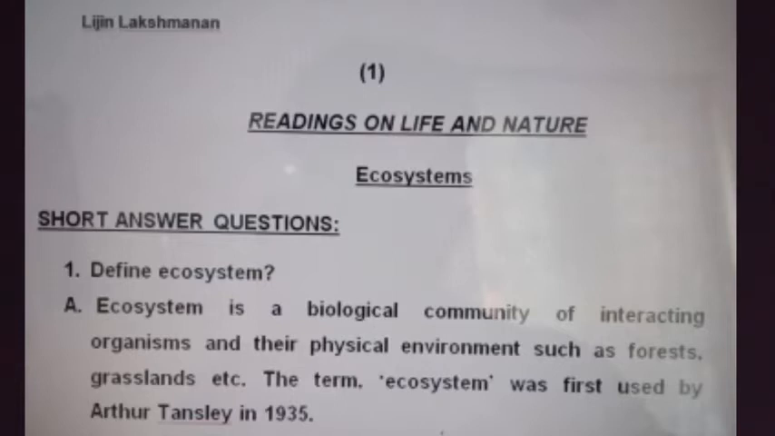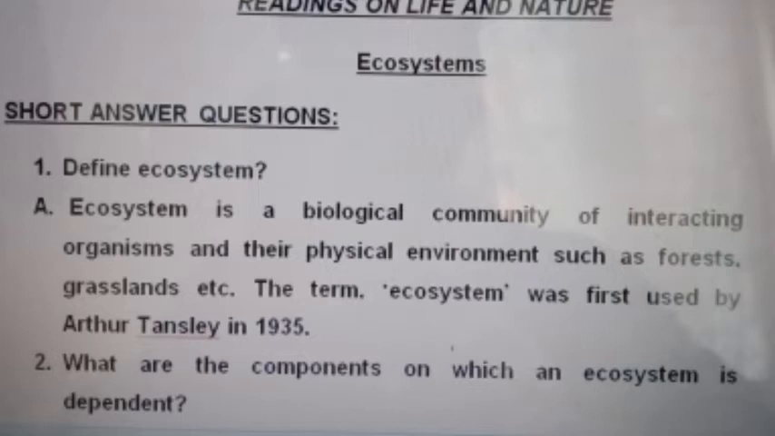The answer is, ecosystem is a biological community of interacting organisms and other physical environment such as forests, grasslands, etc. The term ecosystem was first used by Arthur Tansley in 1935.